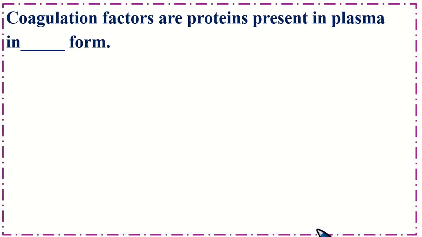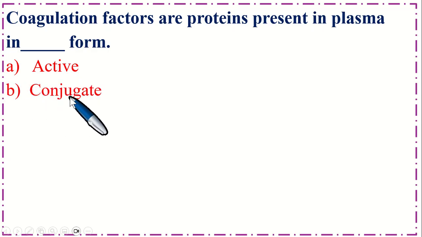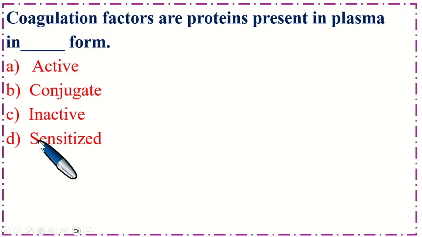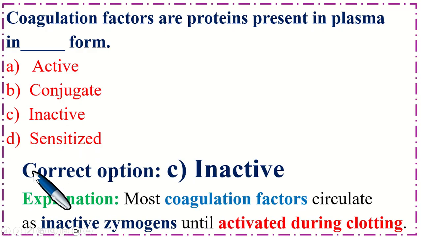So this is a very important MCQ. Coagulation factors are proteins present in plasma in dash form. Option A, active; B, conjugate; C, inactive; and option D, sensitized. So the correct option is C, inactive. Most coagulation factors circulate as inactive zymogens until activated during clotting.